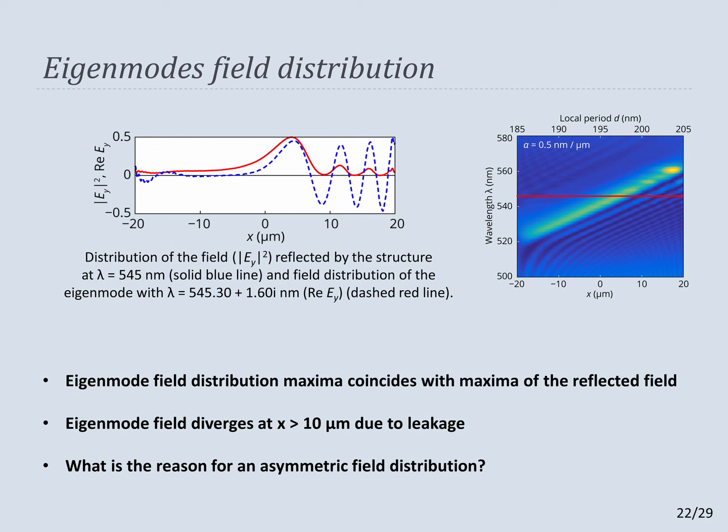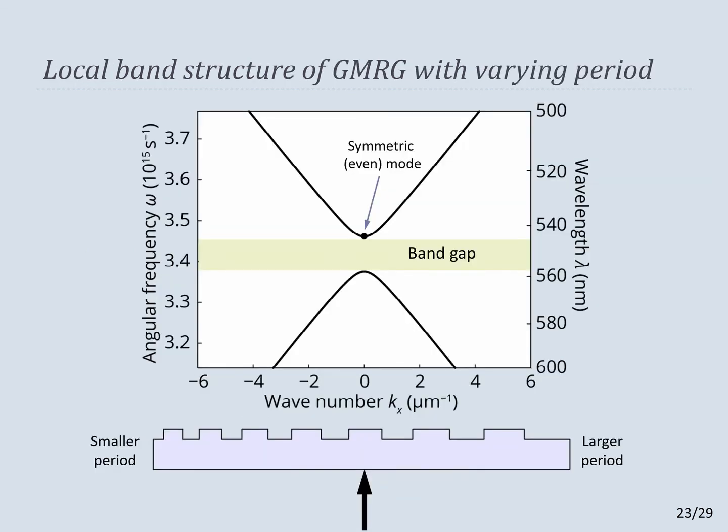Let us note that the asymmetric line shape of the resonances, which we discussed earlier, is also manifested in the eigenmode field distribution. Indeed, we can see the central maxima of the eigenmode field, followed by a number of secondary maxima at positive values of x. To explain this asymmetric field distribution, let us consider the local dispersion of the eigenmodes of the considered structure. Let us choose some particular value of x, which is shown by the black arrow on the slide. At this point, we can replace our varying period structure with a periodic one, with its period equal to the local period at the marked point.